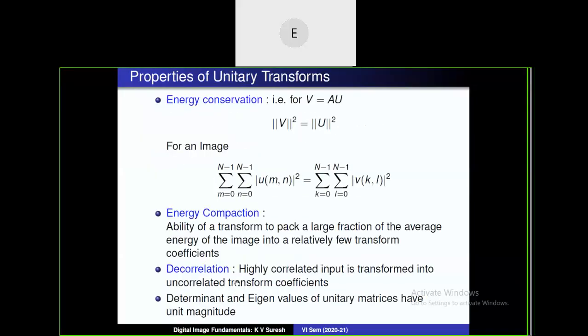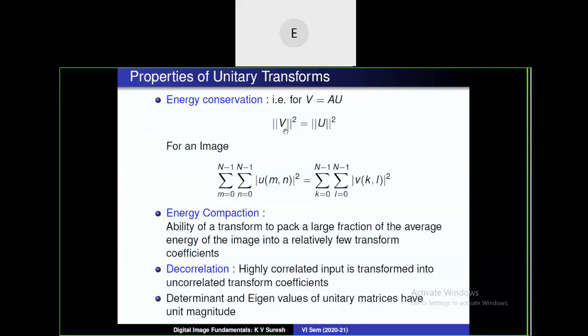Okay. So now let us try to see what are the properties of these unitary transforms. One of the properties is what is known as energy conservation. See, what are we trying to do? We are trying to take an image or maybe a one-dimensional data into the transform domain. So the question is whether the energy of the signal changes when I go from one domain to other domain. But in a unitary transform, that is one of the property, energy doesn't change. That means energy in time domain or spatial domain is same as the energy in the transform domain.